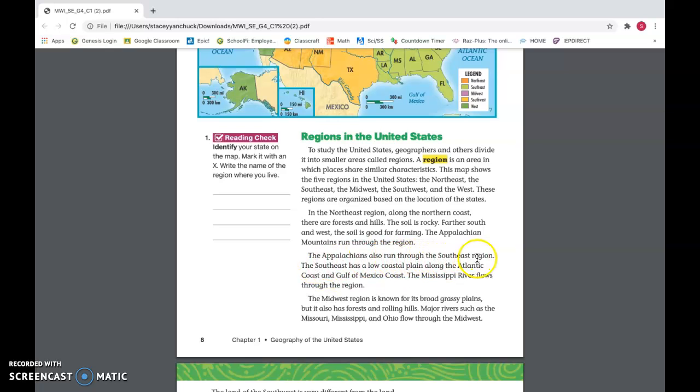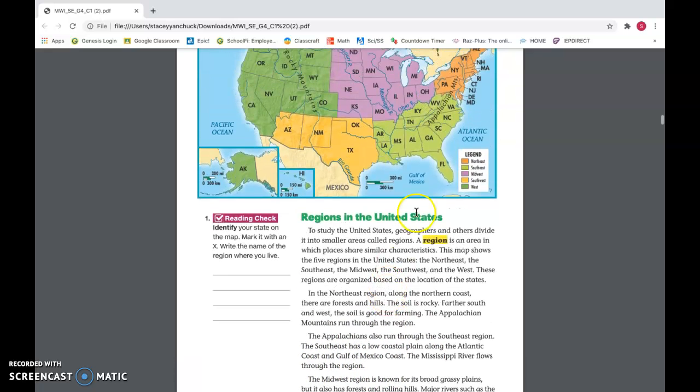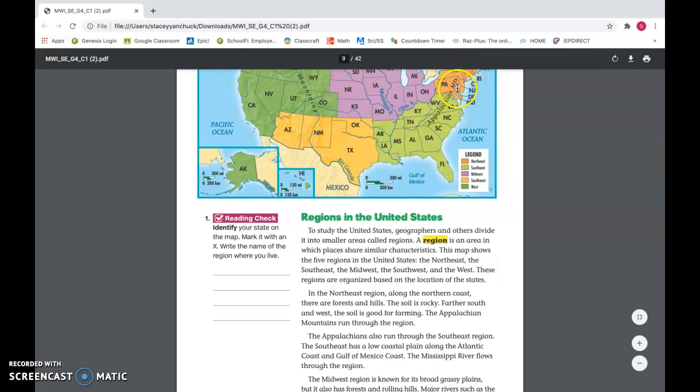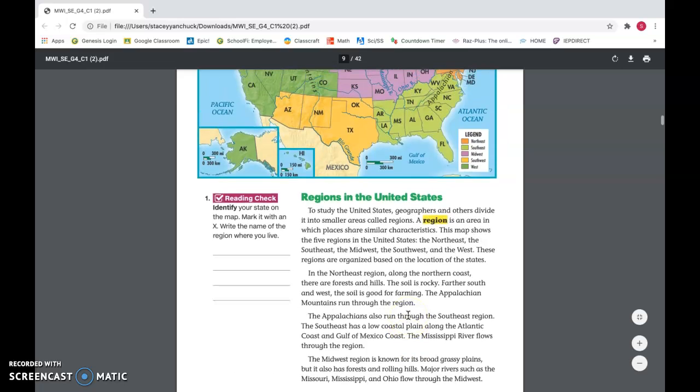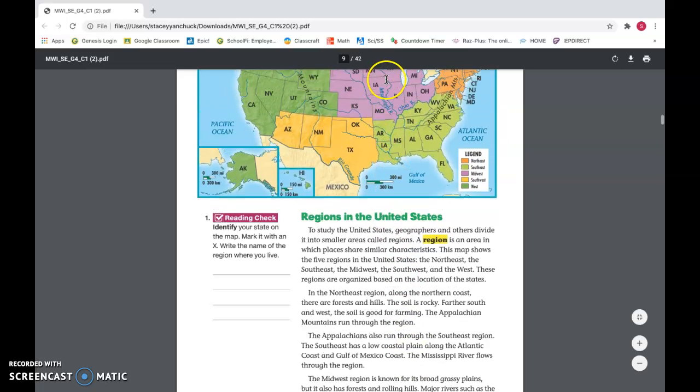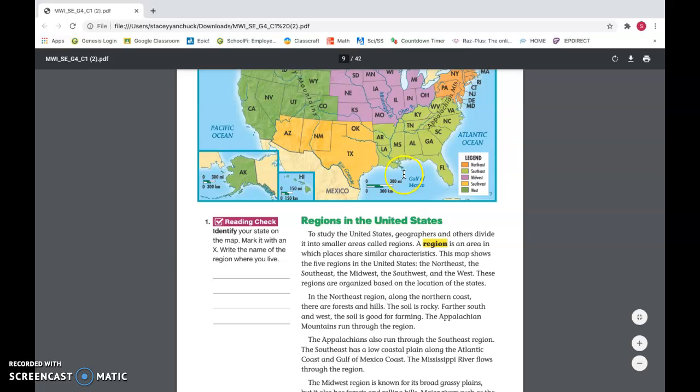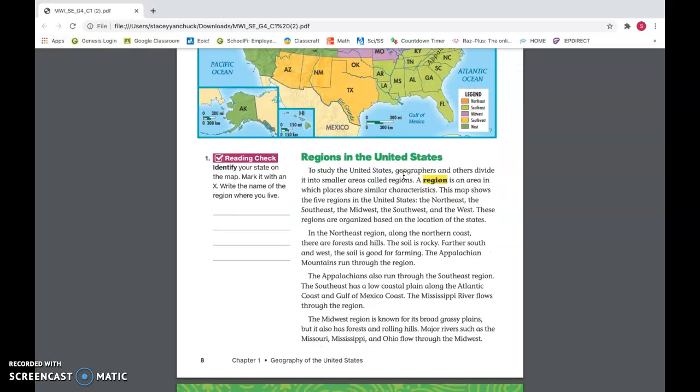The Appalachians also run through the Southeast region. The Southeast region is a low coastal plain along the Atlantic coast and the Gulf of Mexico coast. The Mississippi River flows through that region. So you'll be able to take a look. We have the Appalachian Mountains. Here's the Northeast region. Here's the Southeast region. And here's that Atlantic coast that they were talking about. You can see that the Appalachian Mountains run straight through both regions. And then it says that we are cut off by the Mississippi River, which flows right here. Here's the Mississippi River. And here's the Gulf of Mexico right here.